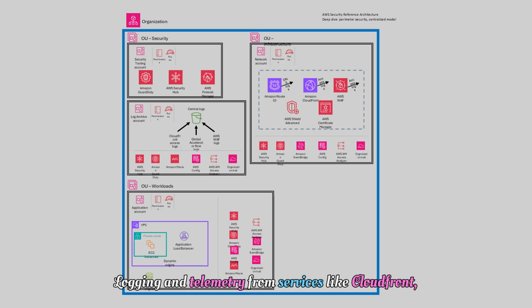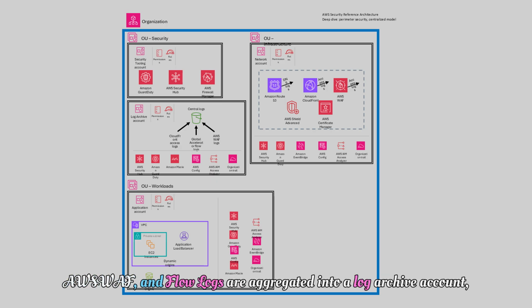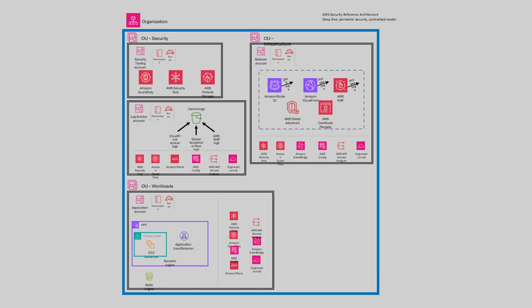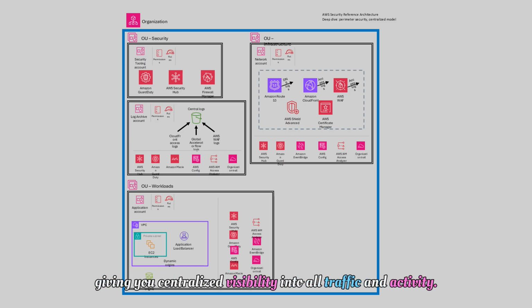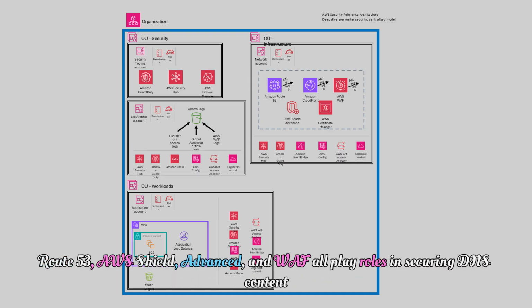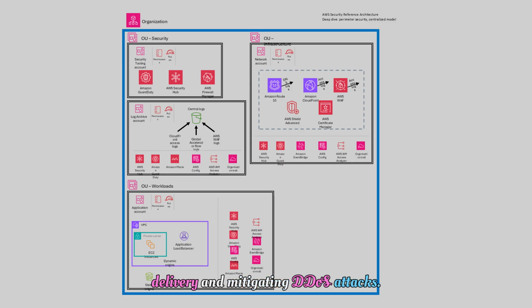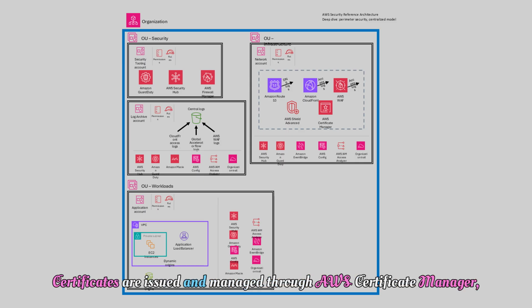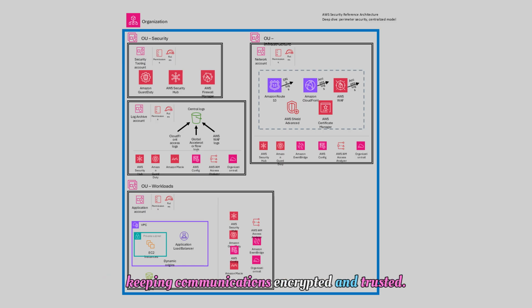Logging and telemetry from services like CloudFront, AWS WAF, and Flow Logs are aggregated into a log archive account, giving you centralized visibility into all traffic and activity. The OU infrastructure handles your network perimeter. Services like Amazon CloudFront, Route 53, AWS Shield Advanced, and WAF all play roles in securing DNS, content delivery, and mitigating DDoS attacks. Certificates are issued and managed through AWS Certificate Manager, keeping communications encrypted and trusted.